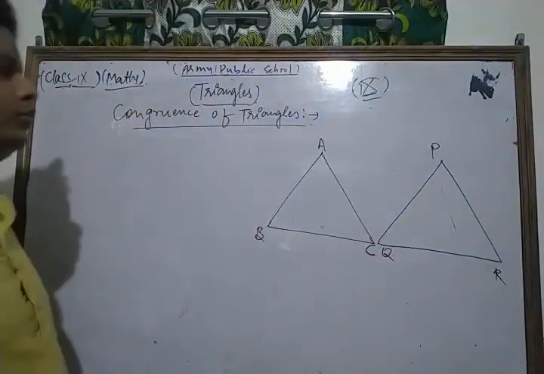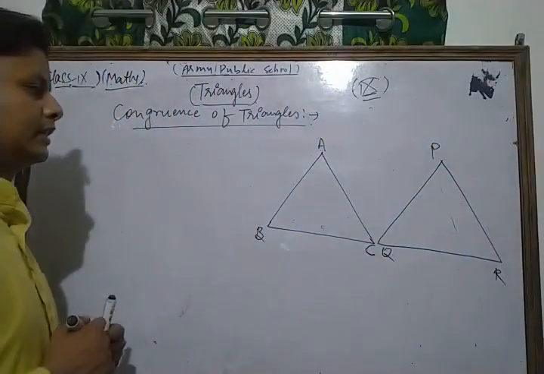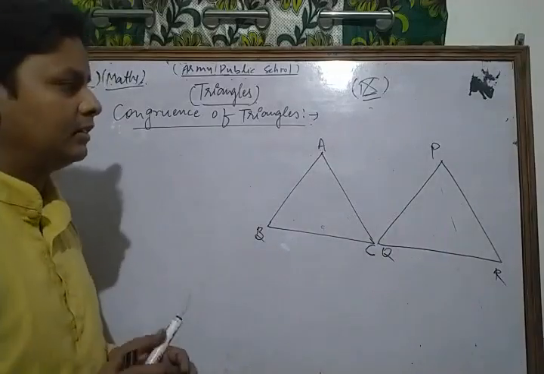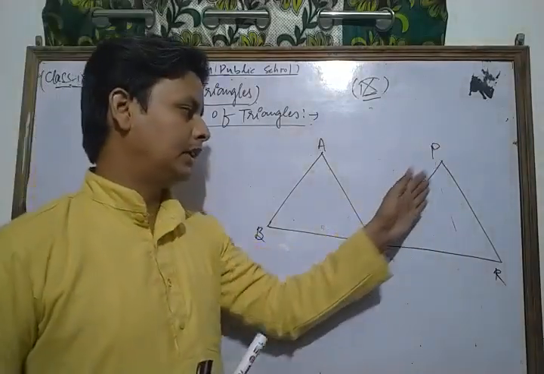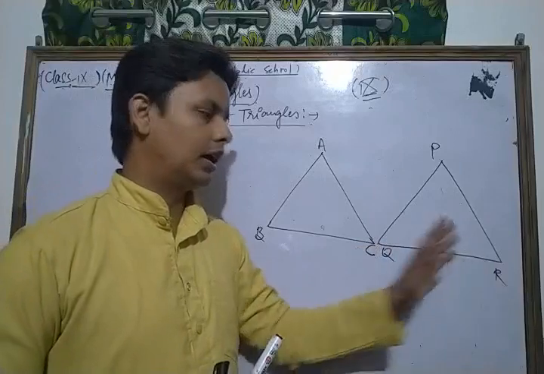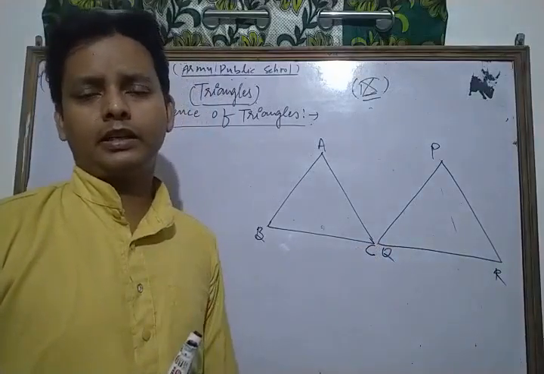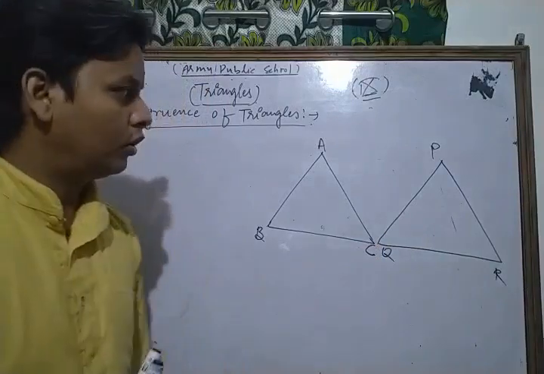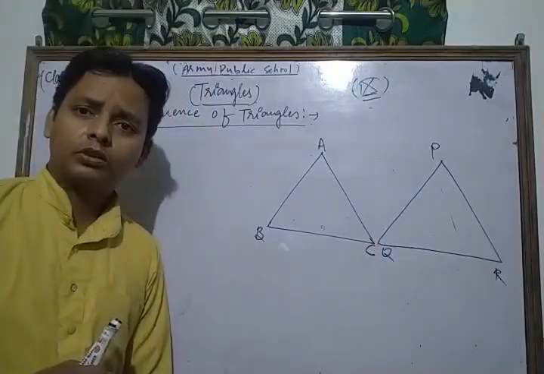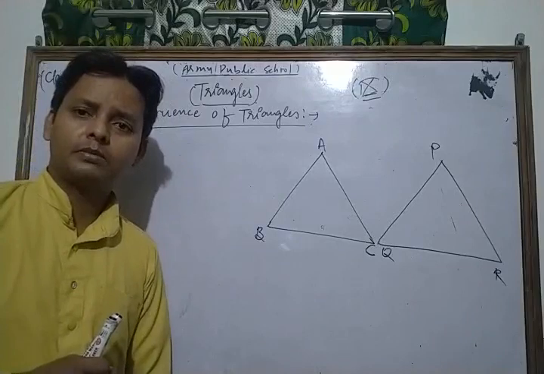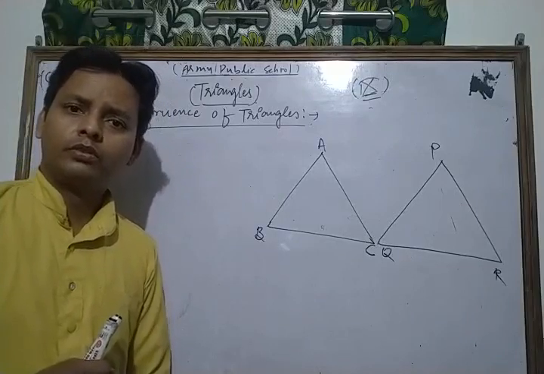Suppose that we have two triangles, ABC and PQR. Here we have two triangles ABC and PQR. Now we discuss the congruency of triangles.